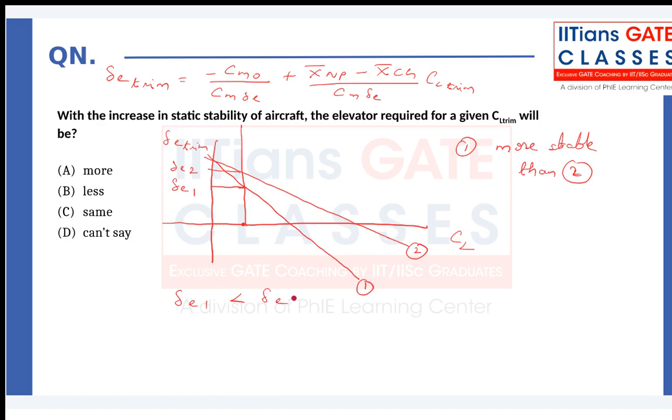So now what is the answer? It is less, right? When the stability increases, the delta E required is less. Correct? I hope this is clear. So when the stability increases, slope increases. So you draw the two graphs and at the same CL trim, do the analysis. We can see that the delta E required is less. Even intuitively, we can guess this, right? So when the aircraft is more stable, I need to deflect the elevator less to trim it at the same CL trim. If you think about it intuitively, it gives you the same definition, right? All right, so let's go to the next question.